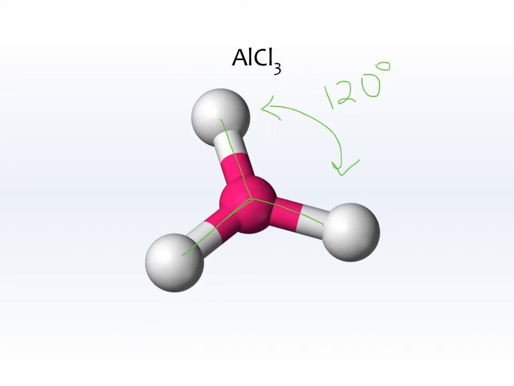So now my valence shell electron pairs are repulsed by each other, and we've got a shape that's called trigonal planar. It is called trigonal planar because it's flat in one plane. It's a two-dimensional molecule rather than sticking out of the plane in 3D.